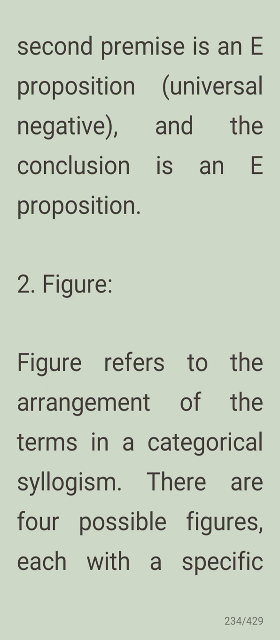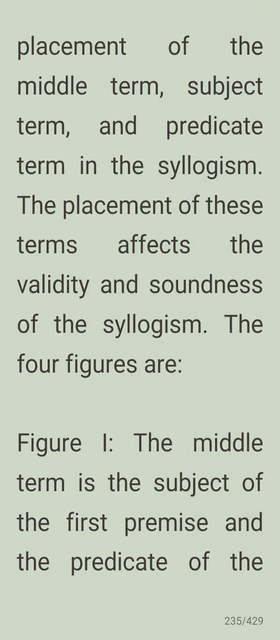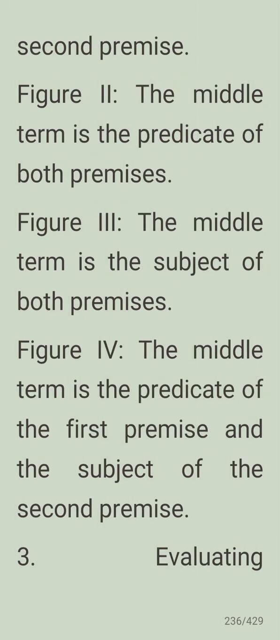Then figure refers to the arrangement of the terms in a categorical syllogism. There are 4 possible figures, each with a specific placement of the middle term, subject term, and predicate term in the syllogism. The placement of these terms affects the validity and soundness of the syllogism. The 4 figures are: figure 1, the middle term is the subject of the first premise and the predicate of the second premise. Figure 2, the middle term is the predicate of both premises. Figure 3, the middle term is the subject of both premises. Figure 4, the middle term is the predicate of the first premise and the subject of the second premise.